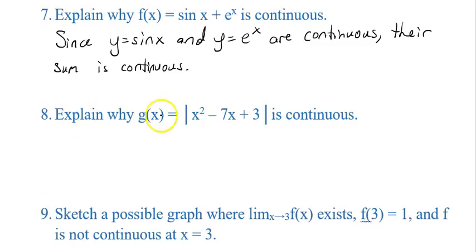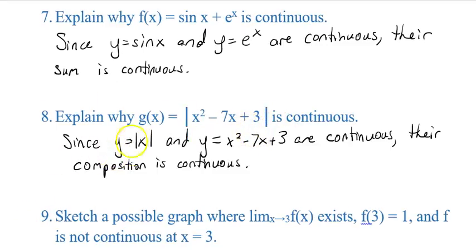All right, number 8. Explain why g of x equals absolute value of x squared minus 7x plus 3 is continuous. This one might be a little harder to see because you don't see the plus or times or something. This is the composition. The x squared minus 7x plus 3 is inside of an absolute value function. So that makes my sentence include those two things. And the absolute value function is that nice v function, so it's continuous. X squared minus 7x plus 3 is a polynomial, x squared making it have the u shape, so that's continuous.